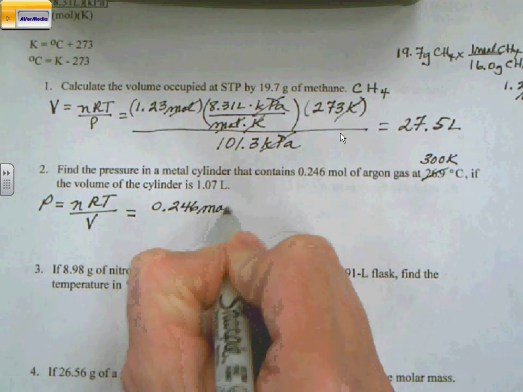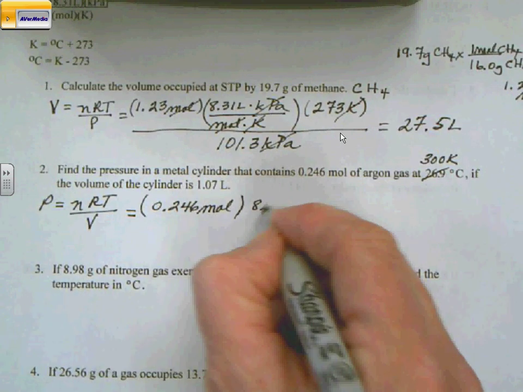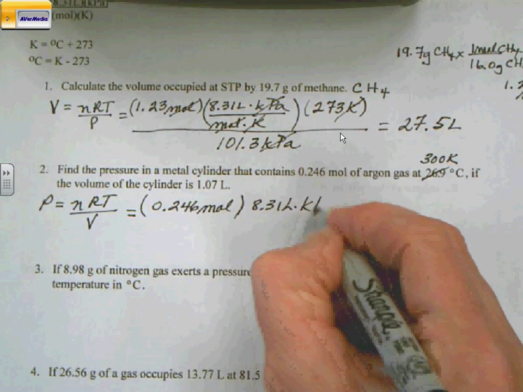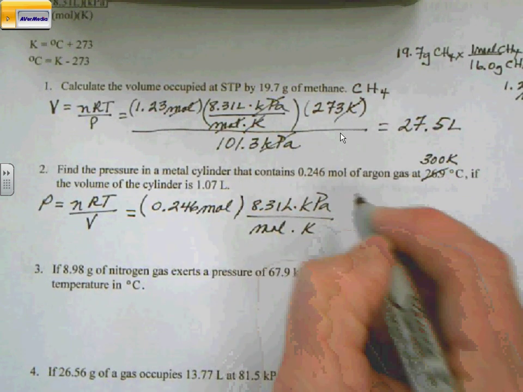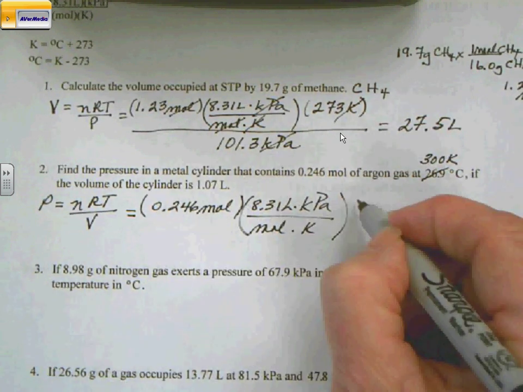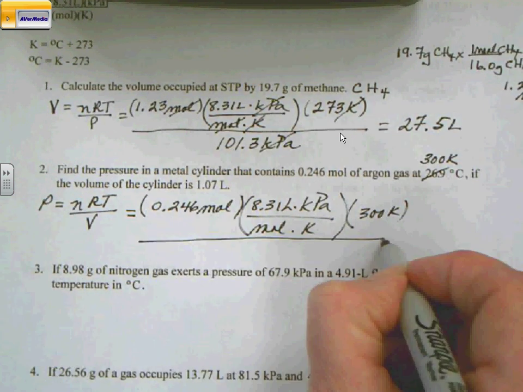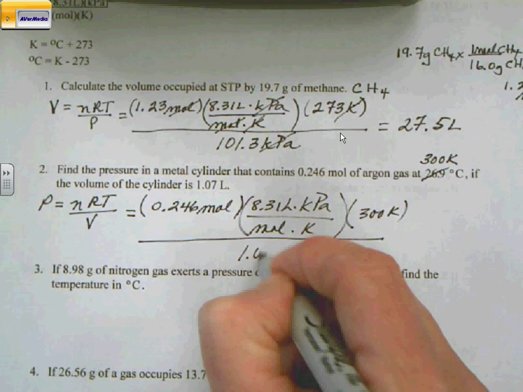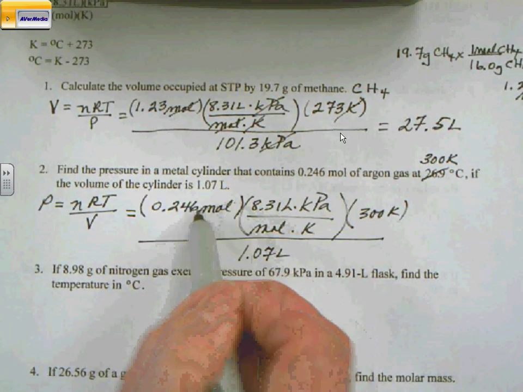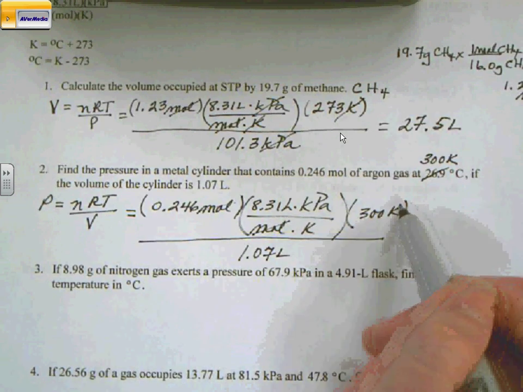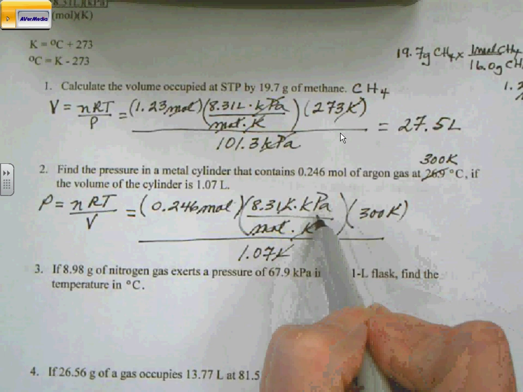So again, we can cancel our unit moles. We can cancel the temperature units. We can cancel our liter units, and the only unit left is pressure, and it says find the pressure. So everything's set up correctly. We multiply 0.246 times 8.31 times 300. Then we divide it by 1.07, and our answer ends up being 573 kPa.